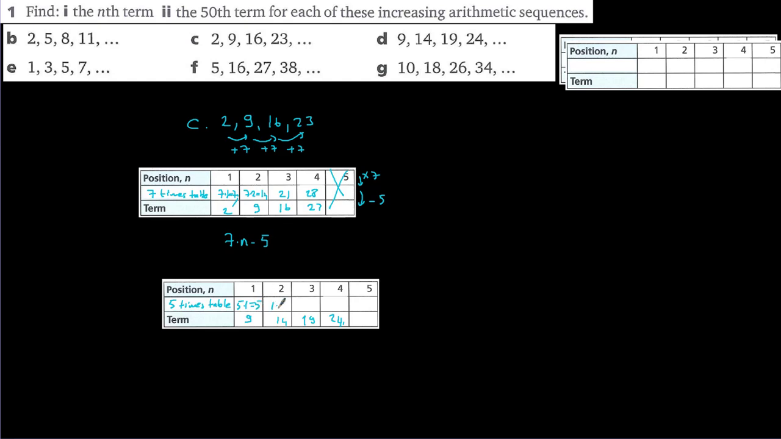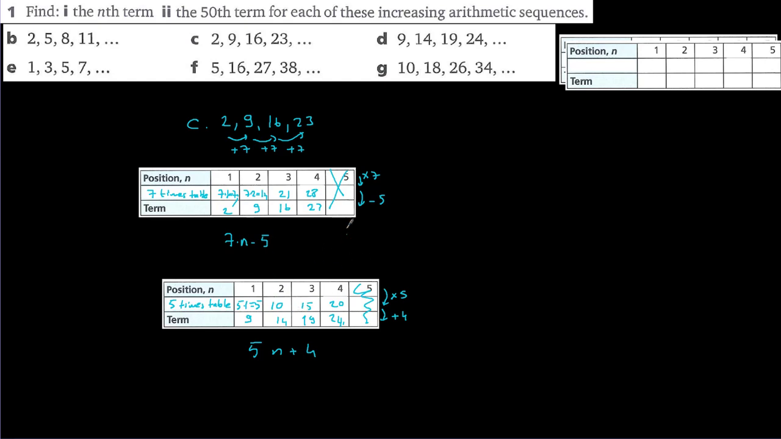5 times 2 is 10, 5 times 3 is 15, 5 times 4 is 20. 5 times 5 would be 25, but we don't need this one because there are only 4 terms. This is the 5 times table. From 5 to 9, what should I add or subtract to get 9? Obviously plus 4. So the formula is 5 times n plus 4.